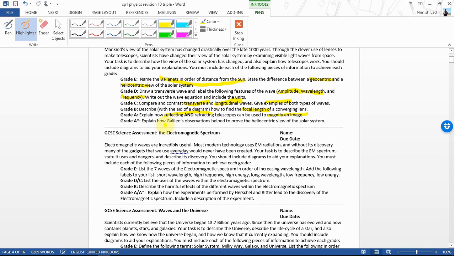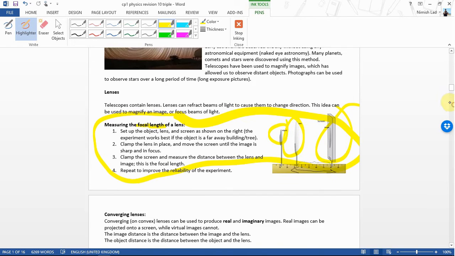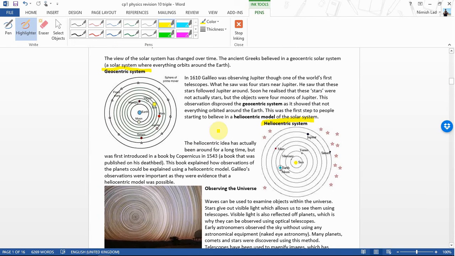The last one is explain how Galileo's observations helped to prove the heliocentric view of the solar system. Okay, so what we've got to get our head around is the fact that what Galileo saw was 4 moons of Jupiter. That proved that geocentric was wrong, but it did not prove that heliocentric was right. It proved that geocentric was wrong because you didn't have 4 moons. If there's 4 moons of Jupiter, everything did not go around the Earth.